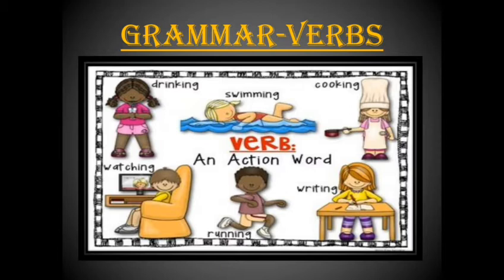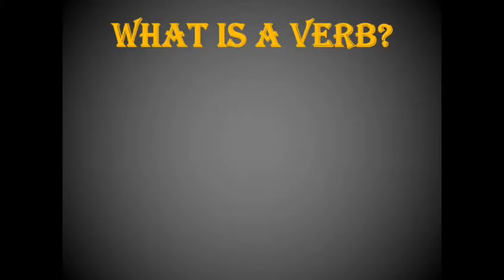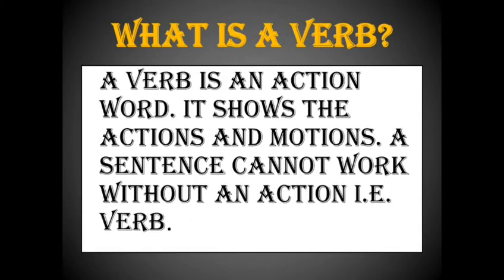As you can see in the image also, there are some verbs given in this picture like drinking, swimming, cooking, watching, running and writing. So children, these all are verbs, or we can say action words also or doing words also. So a verb is an action word. It shows the action and motions.